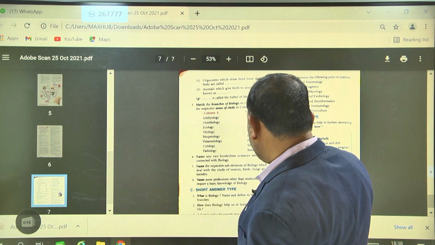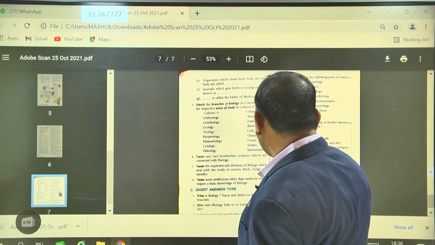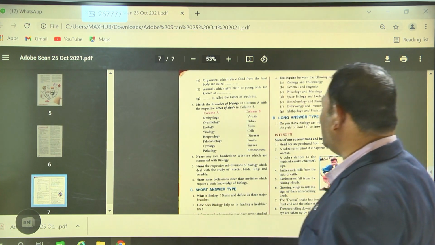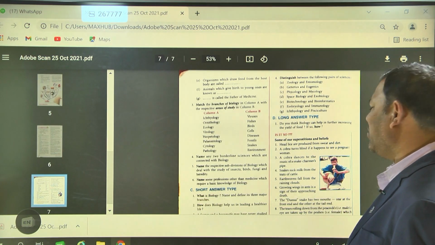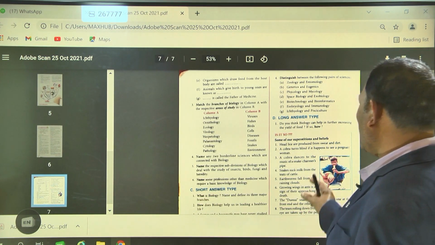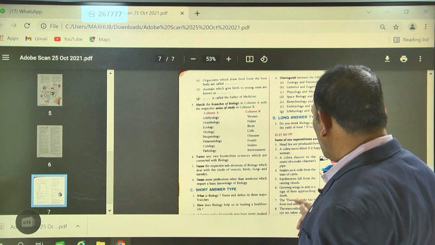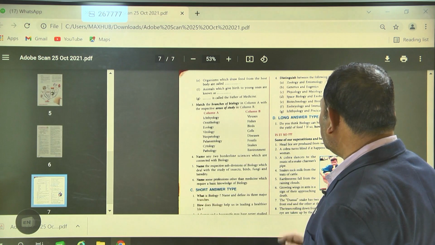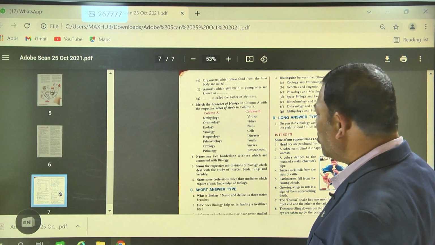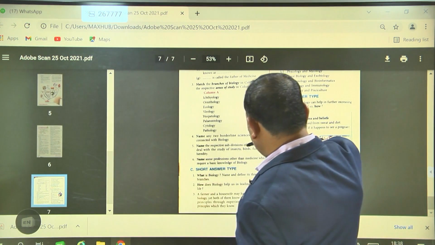Next, here, what is biology? Name and define the three major branches. Biology is a branch of science. It deals with the plants and animals. Study of the plants is called botany. Study of the animals is called zoology. Study of the human beings is called anthropology. These are the long questions.